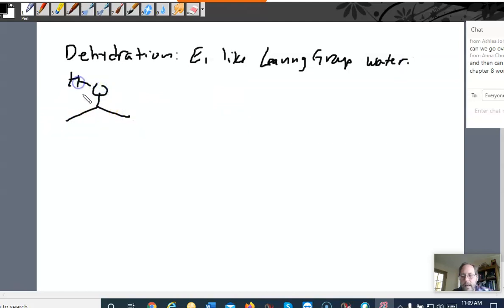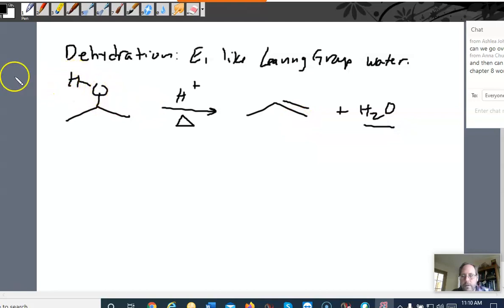So you'll take an alcohol. You'll add some sort of strong acid, either like sulfuric acid or something like that. Add heat to it, and you form a double bond. And you also form water as a byproduct, because that's your leaving group. So this oxygen with the hydrogen is going to be the leaving group. Let's make this green. So just to show, doing this helps with the mechanism to see where everything goes.